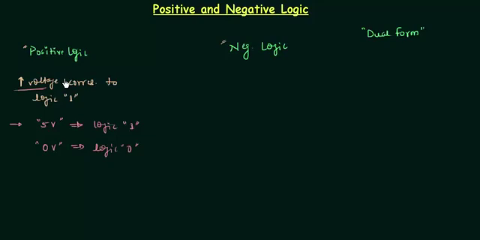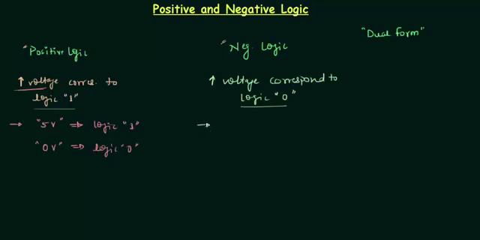So this is the only thing that you have to know. And in case of negative logic, everything is reversed. If you have the higher voltage, then it will correspond to logic 0. So we have reversed the condition. When high voltage was there in positive logic, we represented it by logic 1, but when high voltage is there in negative logic, we will represent it by logic 0. And in the same way, if low voltage is there, then it will be represented by logic 1.